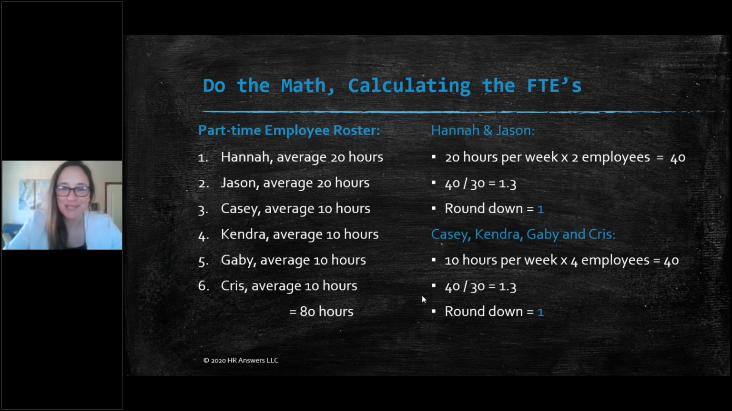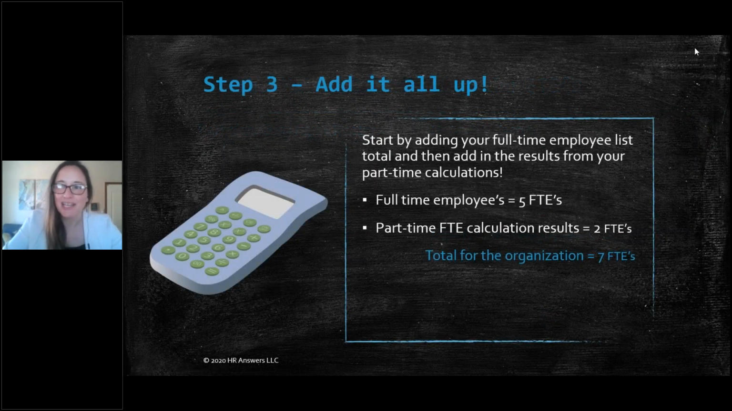And the last step is simply to add it all up. And so what we'll do here is, of course, make our list of full-time employees. That was easy. So we had 5 FTEs on our full-time employee roster. And then beyond that, we have our part-time FTE calculation results, which add 2 more FTEs onto our roster. So total FTEs in our organization for the purpose of this sample calculation is 7 FTEs.